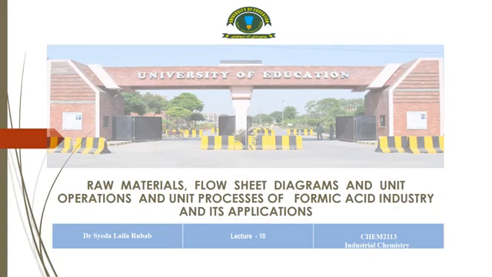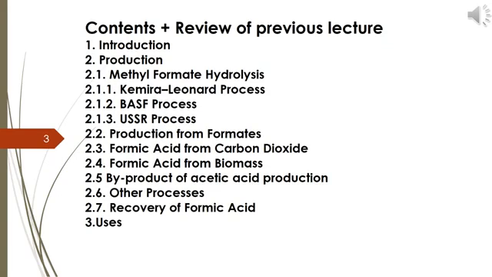Bismillahirrahmanirrahim. Dear students, today we are going to do raw materials, flowsheet diagrams, and unit operations and unit processes of formic acid industry and its applications. We have done production of formic acid in the previous lectures and some of the uses in the last lecture, lecture number 9. Now we are going to do some other uses of formic acid in this lecture.